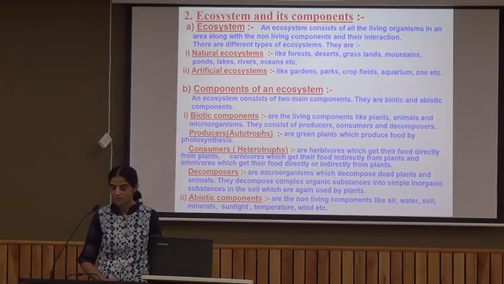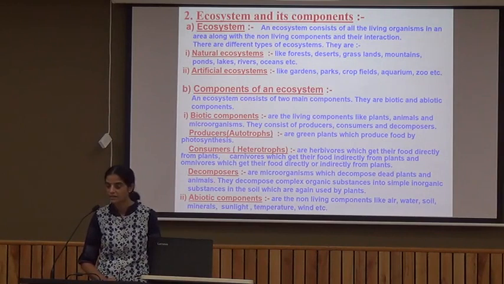Components of ecosystem: there are two major components present in an ecosystem: biotic and abiotic. Biotic components include the living components like plants, animals, microorganisms. They consist of producers, consumers and decomposers. Producers include all the green plants, which are called autotrophs, which prepare their own food. Consumers are heterotrophs, which are dependent on producers for their food requirements directly or indirectly.